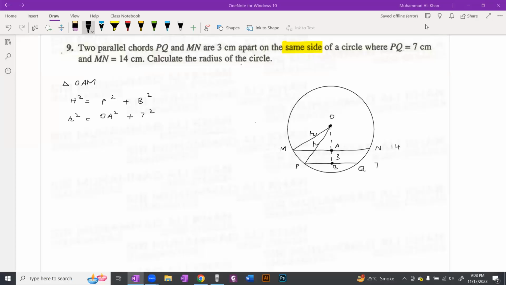And now, in triangle OBP, again, hypotenuse square, perpendicular square, base square. What is hypotenuse? Hypotenuse is R. Perpendicular is OB. Base is half of the 7, 3.5.